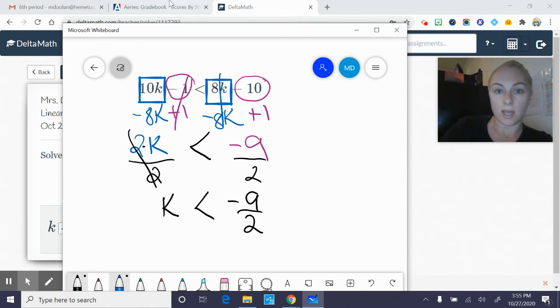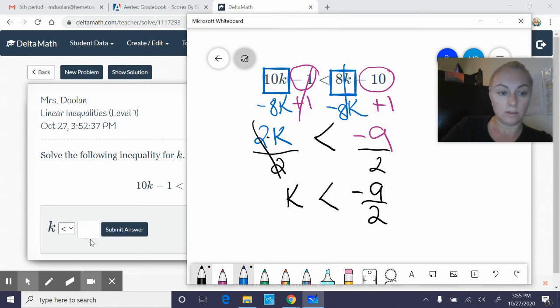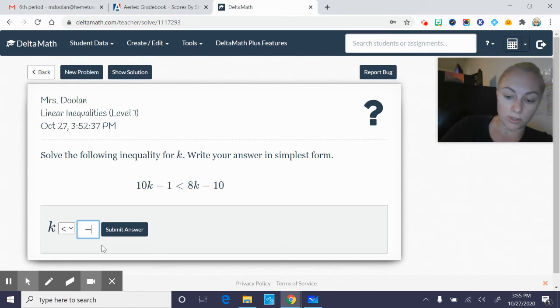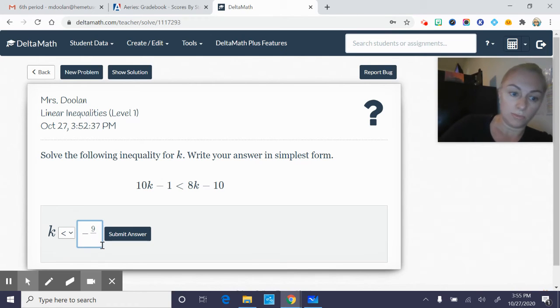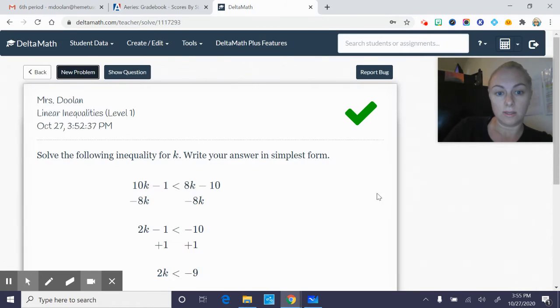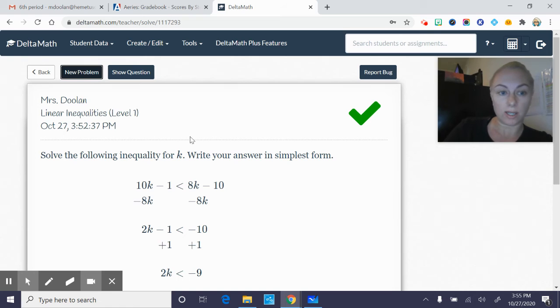Okay, so let's go ahead and add this in as -9/2. Once you do this, the slash symbol by the question mark is going to give you a fraction. Then I can submit my answer. And the green check mark means I got it correct.